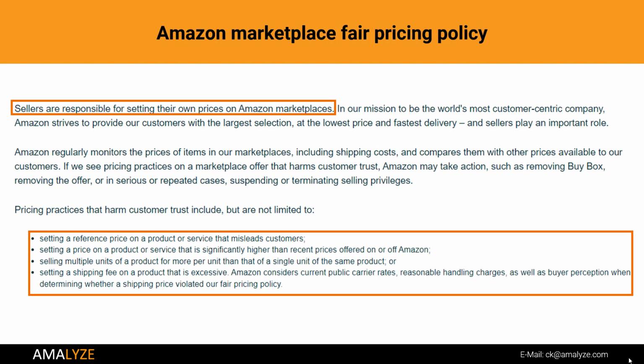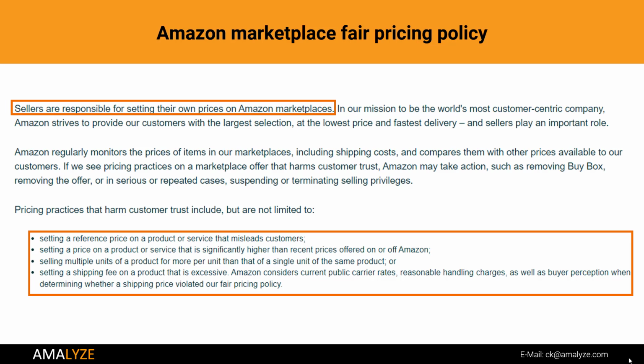And then we have to talk about Amazon's marketplace fair pricing policy. Of course, normally the fact is sellers are responsible for setting their own prices on Amazon marketplaces. Okay, that's cool so far. That does not mean that you will win the buy box. You can set your price like you want. That doesn't mean that the buy box appears or you will have it. Amazon regularly monitors the price of items on the Amazon marketplace, including shipping costs, and compares them with other prices available to our customers. That is absolutely relevant to understand that situation.